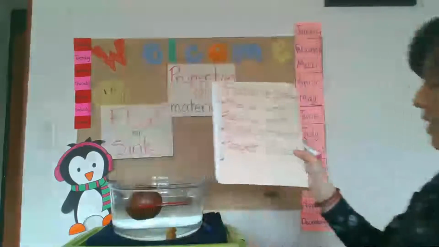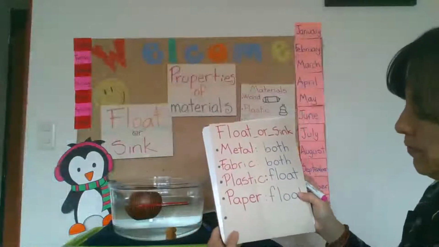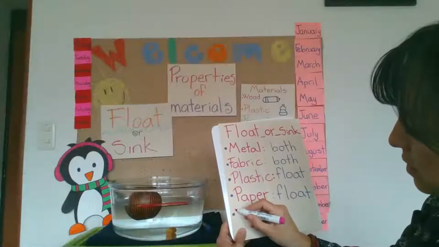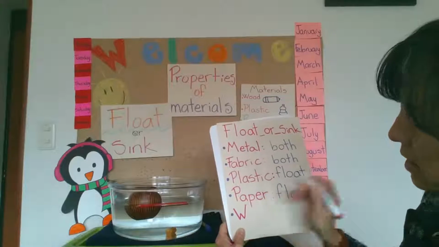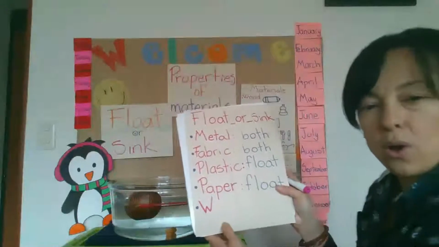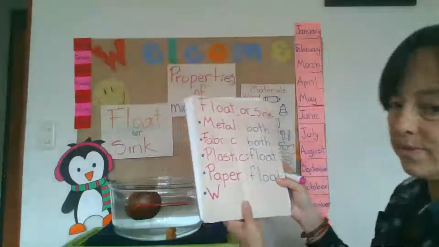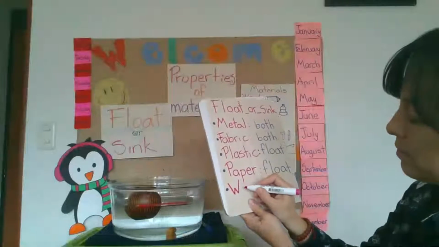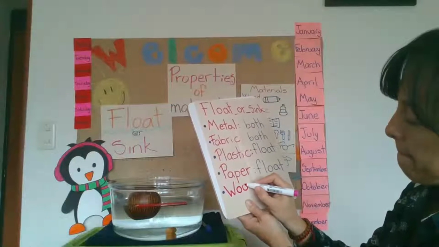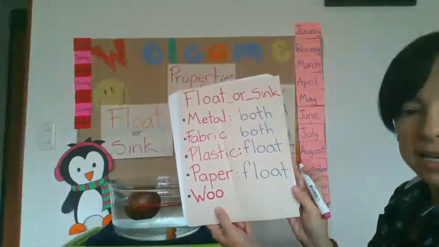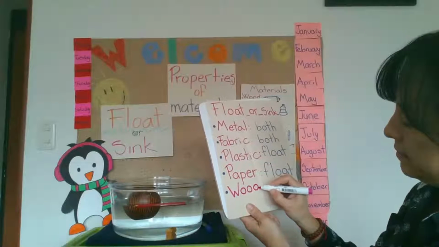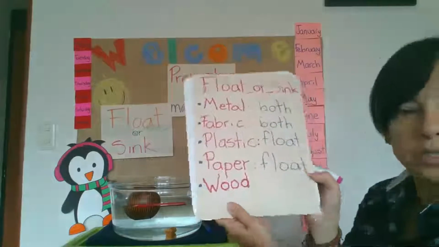Wood. So we are going to write W, capital letter W, okay? W, O, again, O, and letter D. Wood.